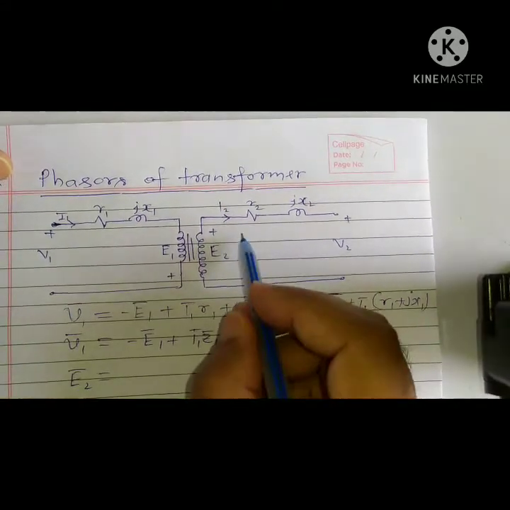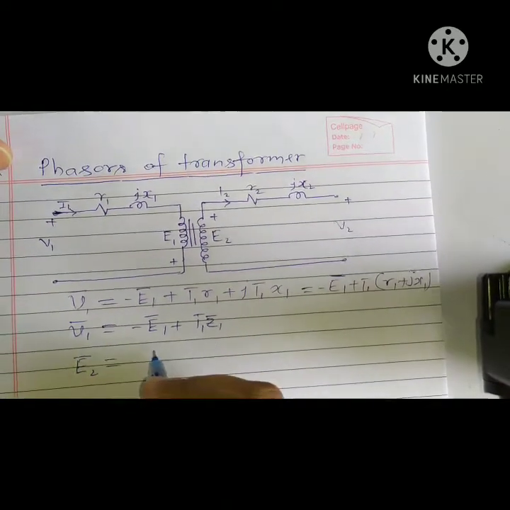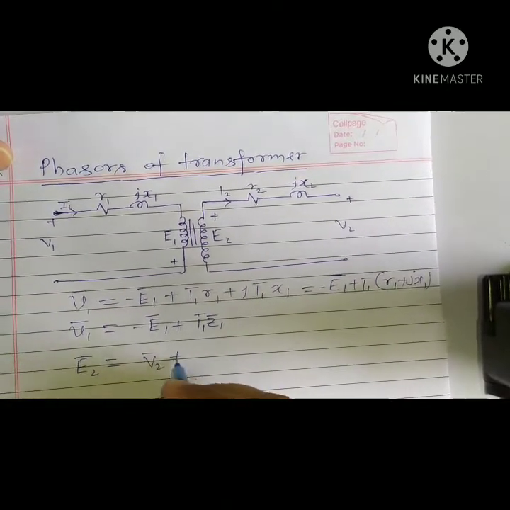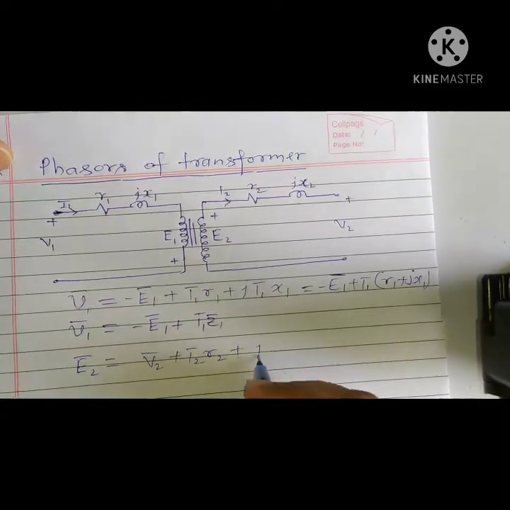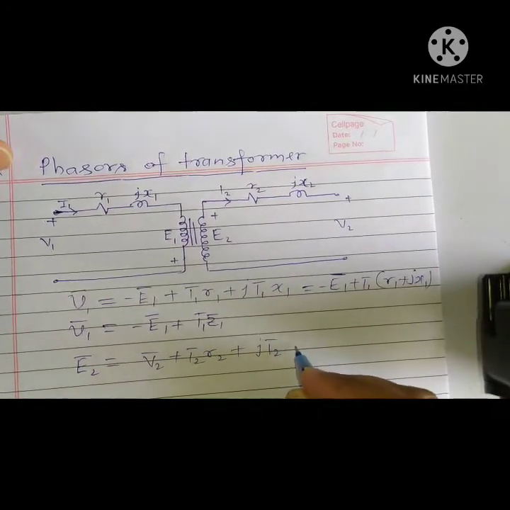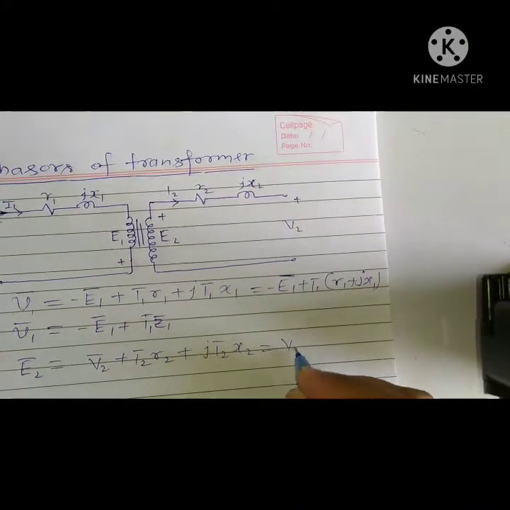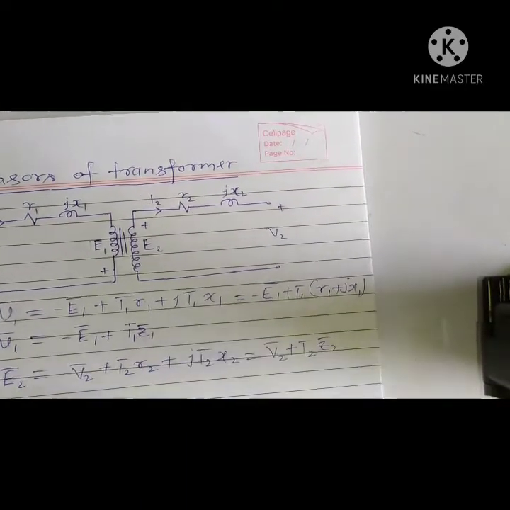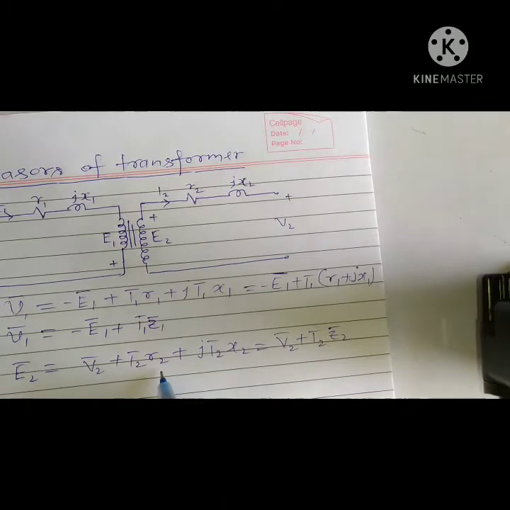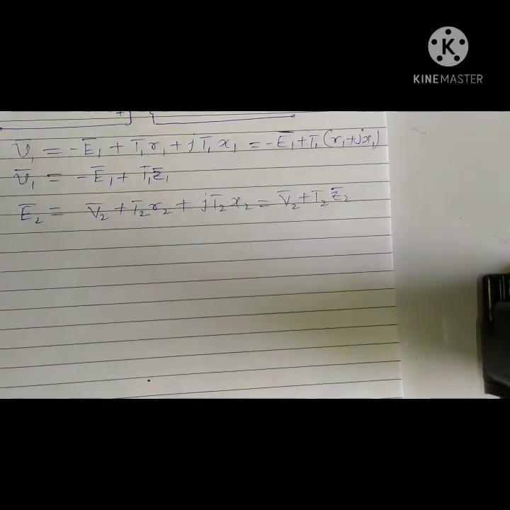bar equal to I2 R2 plus j I2 X2 plus V2. So I can write it as V2 plus I2 R2 plus j I2 X2, which can also be written as V2 plus I2 Z2. We know I2 will be common and R2 plus jX2 will be the secondary impedance Z2. So based on this, we can draw the phasor.